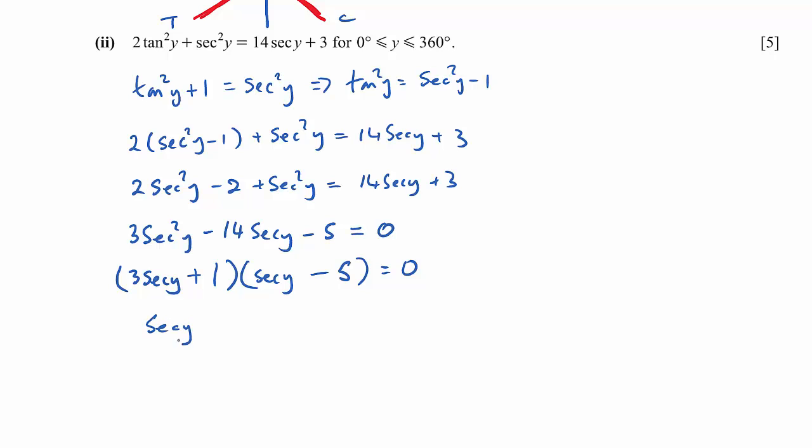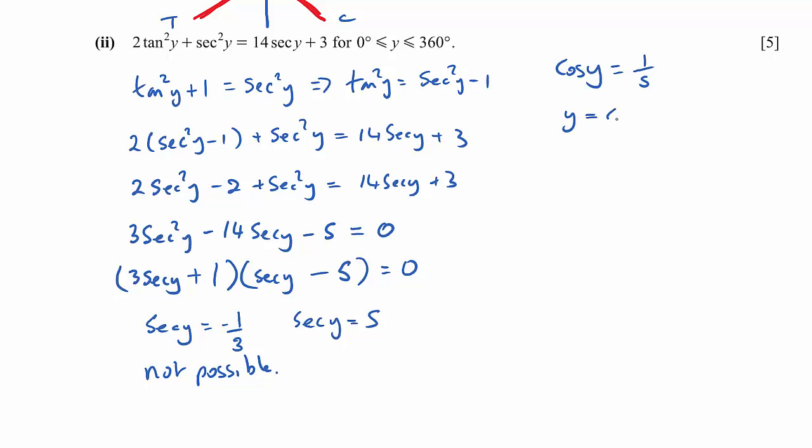And this one would then give us sec y is equal to negative 1/3, and this one gives us sec y equals 5. And of course this one is actually not possible because the sec is only either more than 1 or less than negative 1. So we're only going to get solutions from this one, and that means that cos y, remember cos is 1 over sec, is 1/5. So y is going to be the inverse cosine of 1/5. That's the principal value, obviously.